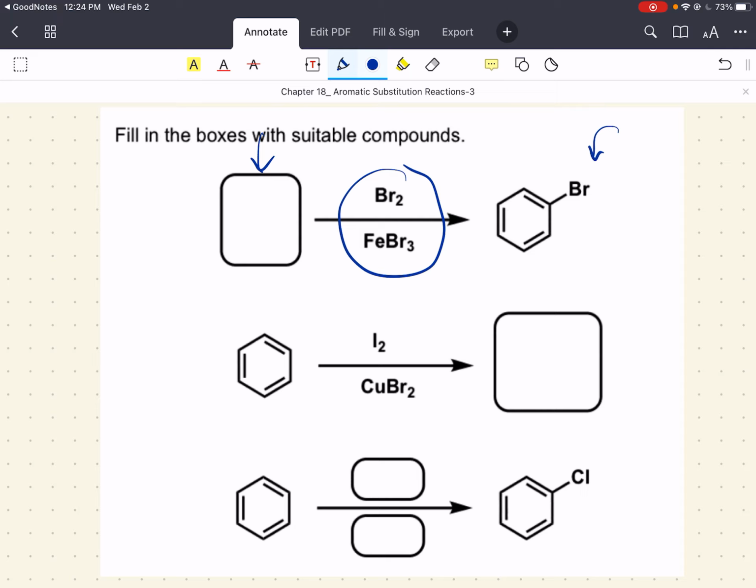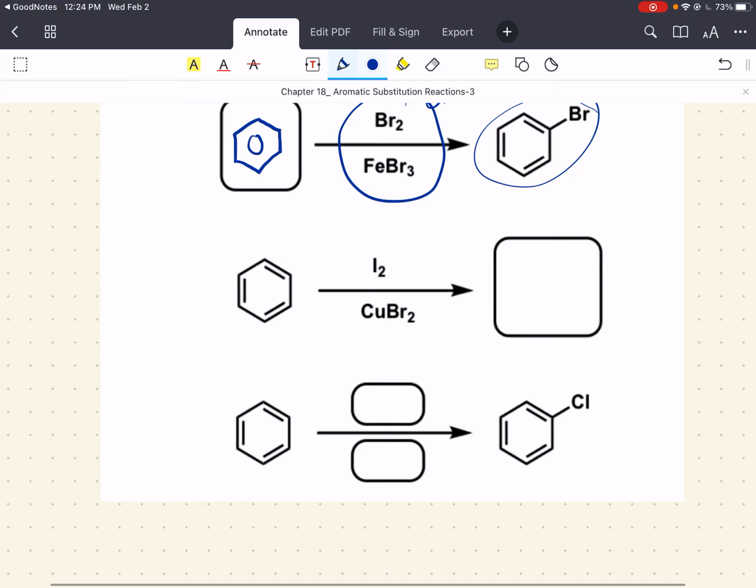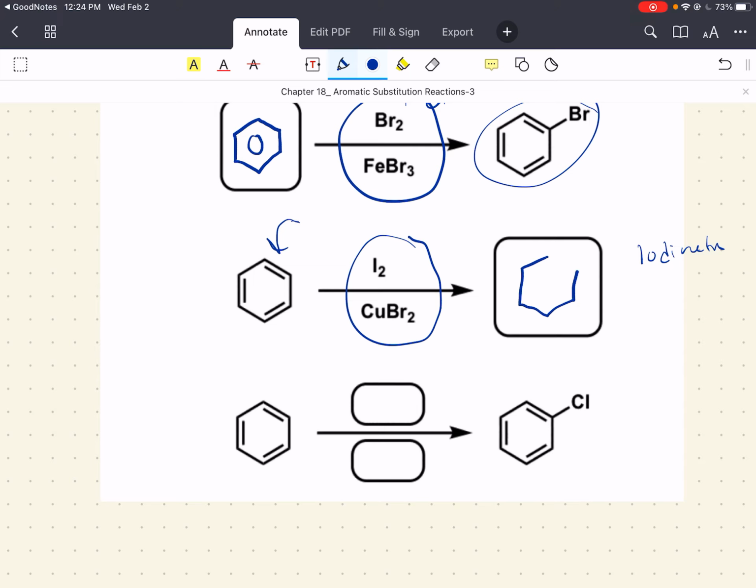This is a simple bromination of benzene, which means our starting material is benzene. We can treat benzene with the following reagents to form this product. This is called bromination of benzene. Now what if we have a benzene ring that we treat with this reagent? This is iodination of benzene, and what we do here is simply add an iodine group to our benzene ring. So this is what our product will look like.